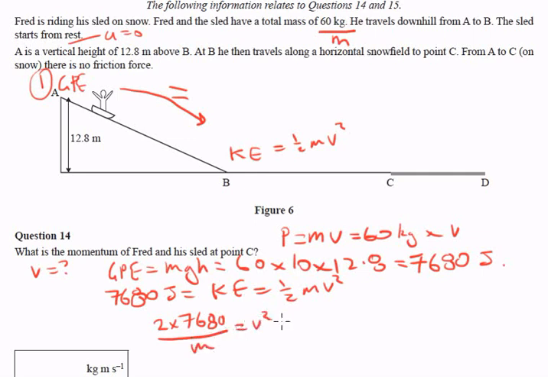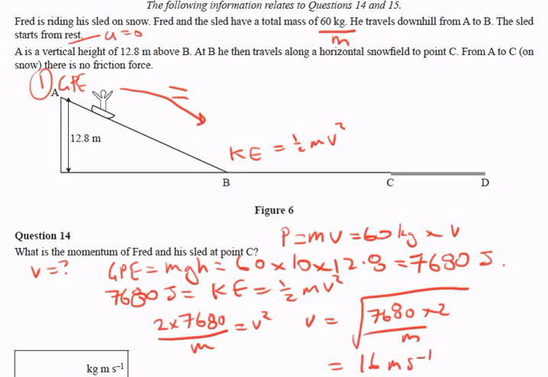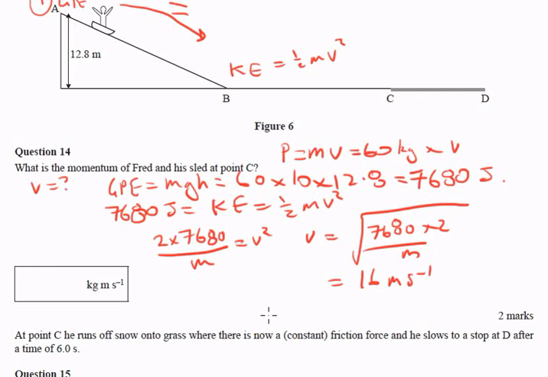That gives me v squared. Therefore v equals the square root of 7,680 times 2 divided by m, which when I put my m in there, which is 60, I come out at 16 meters per second after I've done that working out. So now I've got his velocity. We can now say P equals mv equals 60 times 16, which is 960 kg meters per second.